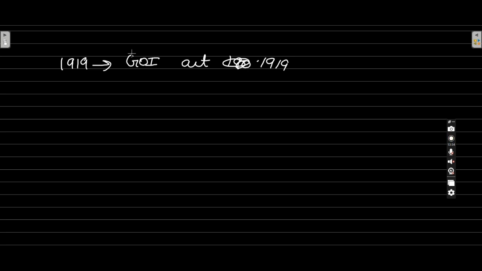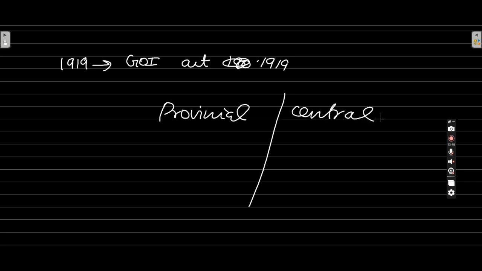So I think the 1919 Montagu Chelmsford reform gave two important things. One is it divided India into provincial and central, and the next one is it expanded the legislatures and granted great autonomy to the provincial government.